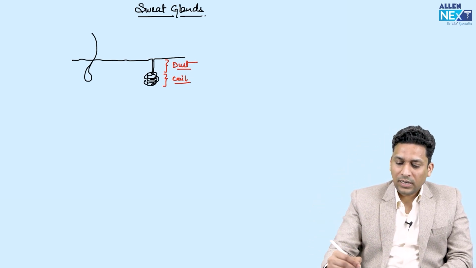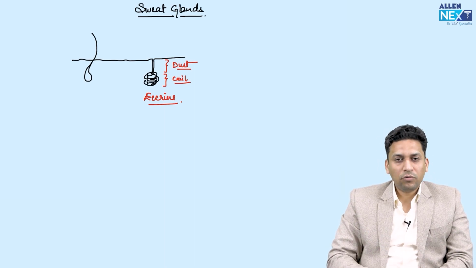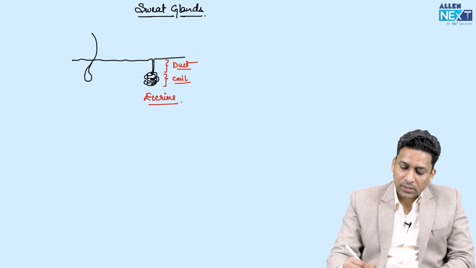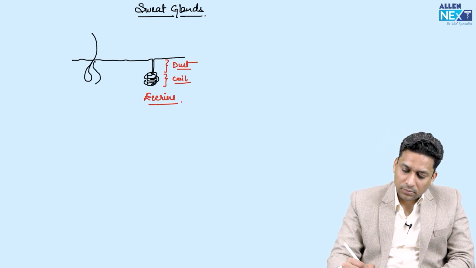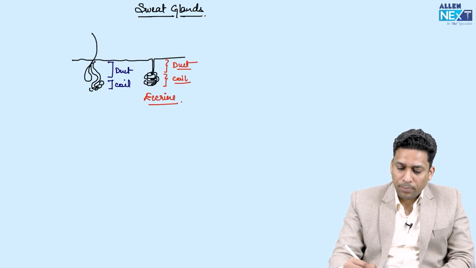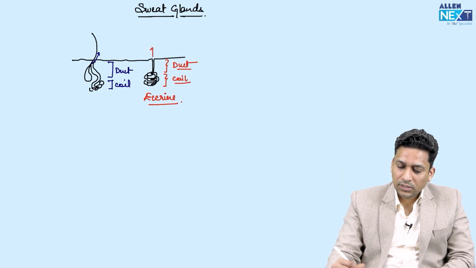Such type of glands are eccrine sweat glands. These are the common sweat glands present all over the body, but some sweat glands you will find that they open along with the hair follicle. They also have two portions. One is the duct portion, the other one is the coil portion. But this duct is opening along with the hair follicle, while here the duct was directly opening over the skin.